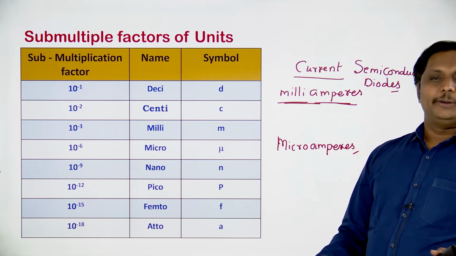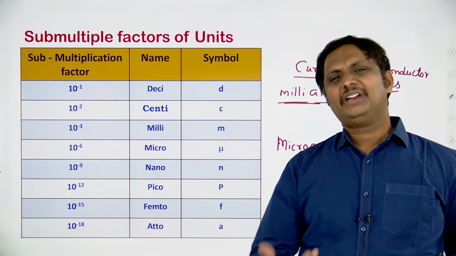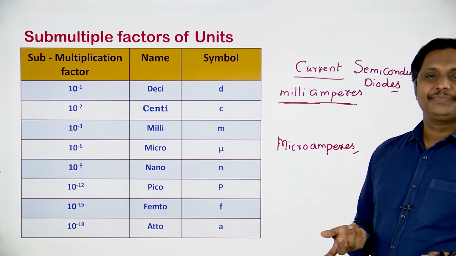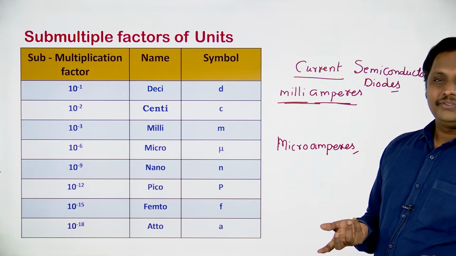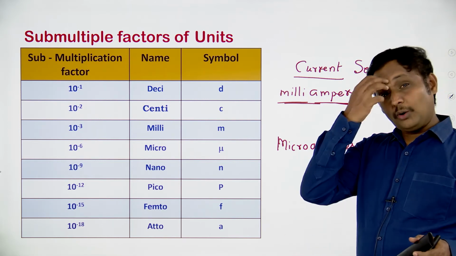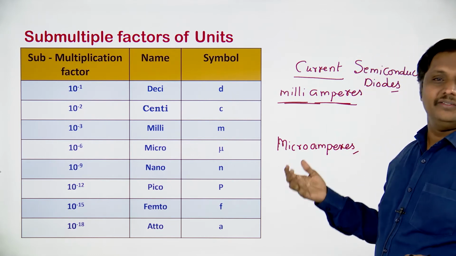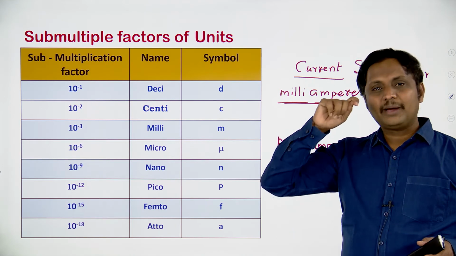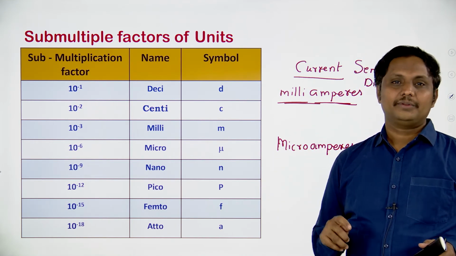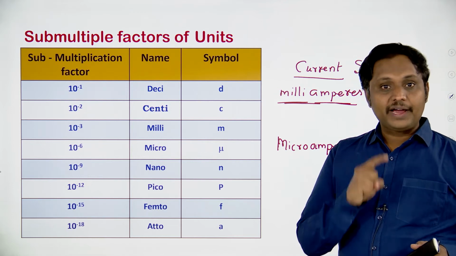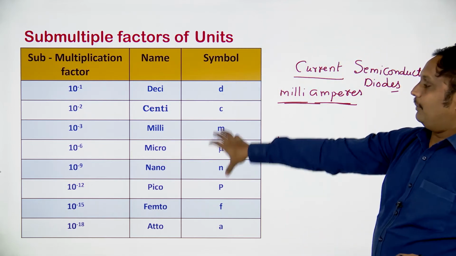Suppose it is going to be 10 power minus 3 amperes. Then you will get milliampere, 1 milliampere, microampere. Just like millimeters. We talk about the size of bacteria and viruses, which is very small, and they need microscopic observation. You have to represent the value with the help of these submultiples.